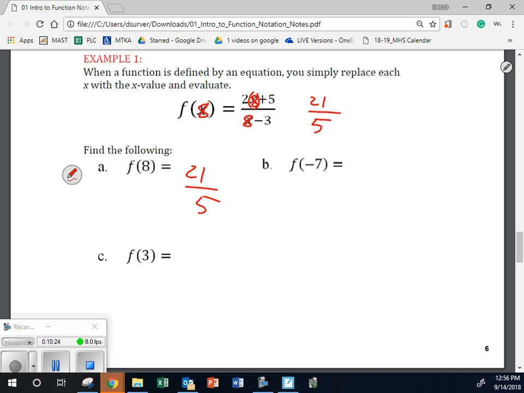How about sticking in a negative number? Well, it's no big deal. You just stick in a -7 into everything. But let me make sure you get what this means here. Do you get that 8 for the x gave us 21 fifths for the y? I wish that was a nicer number like 7.